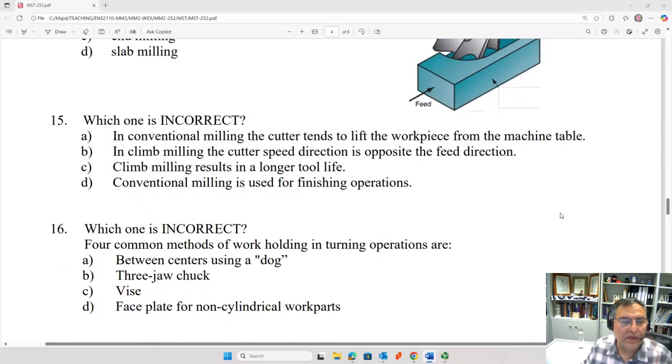Question 16, which one is incorrect? Four common methods of work holding in turning operations are: A, between centers using a dog. Of course, this is correct. B, 3-jaw chuck. This is the most common type of holding the workpiece on the lathe. C, vise. Well, this cannot be used because this is used in other types of operations such as milling and not turning. So C is incorrect. And D, faceplate for non-cylindrical parts, and that is correct. So C is the incorrect choice.